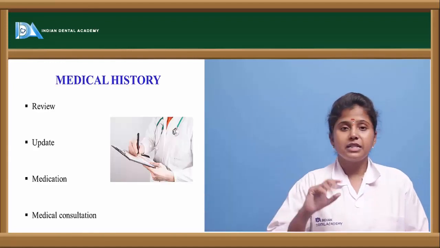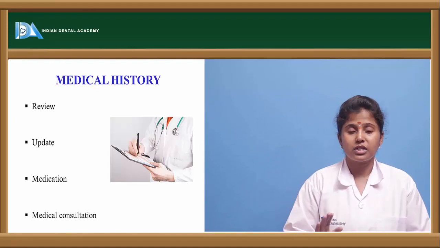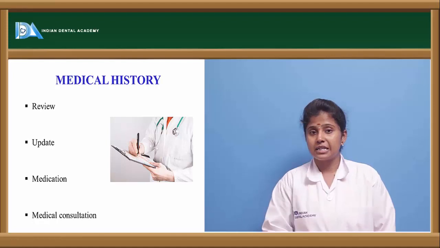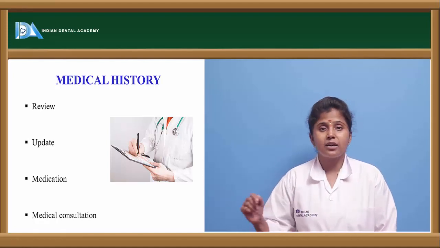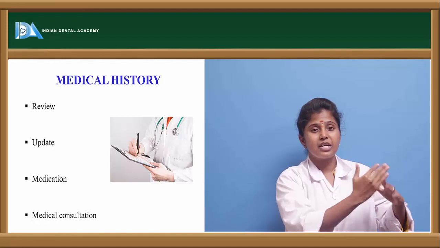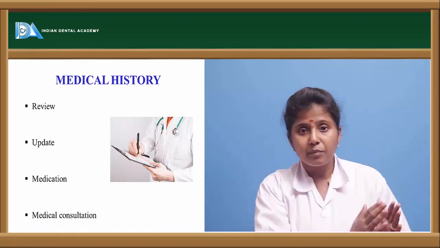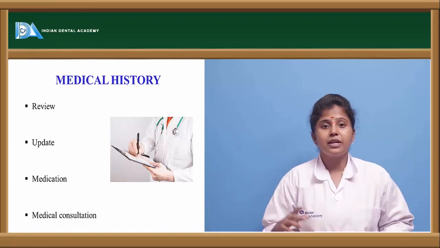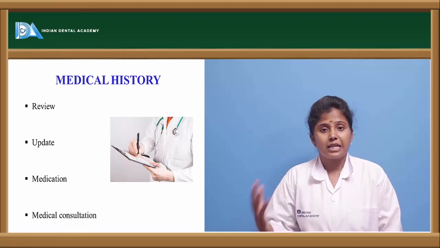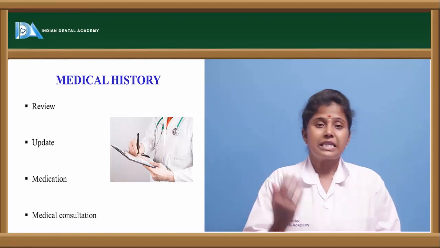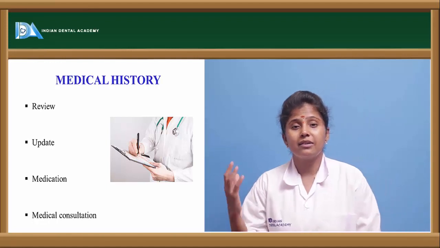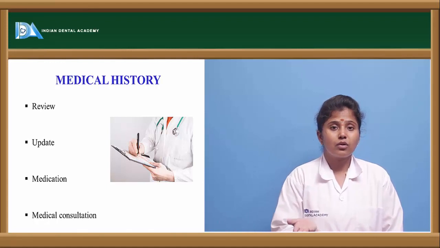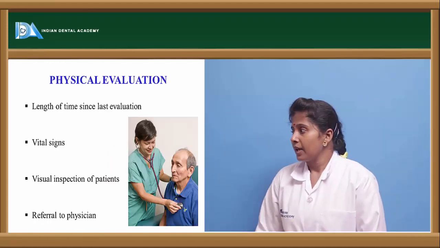Now the medical history: what do we have to take into consideration? First we have to take a review from the person of what medical history he has, and update it. We need to update whether he is taking any medication, and if he is not feeling better with that medication, how we can give better medication. Medication should be given with medical consultation. If he is suffering from a CNS-related disorder, we need to advise him to consult the relevant doctor in order to reduce the risk to his life.